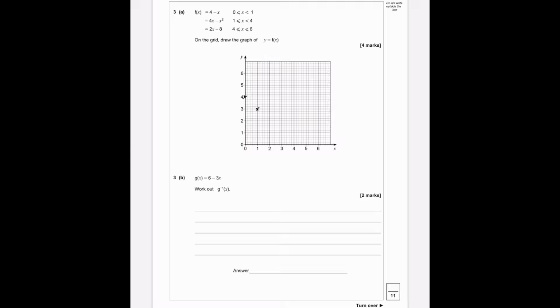Question number 3. Well, that first section from 0 to 1 is the line y equals 4 minus x, and then we get a quadratic between 1 and 4. I've calculated individual values of x and just plotted those, and then we have a straight line for the bit on the left, the parabolic shape for the section in the middle, and then a straight line. Yours will be tidier than mine because you'll have used a ruler. Should look something like that.